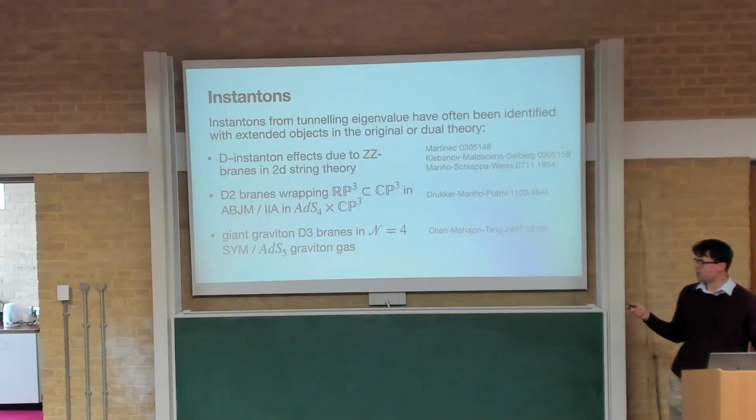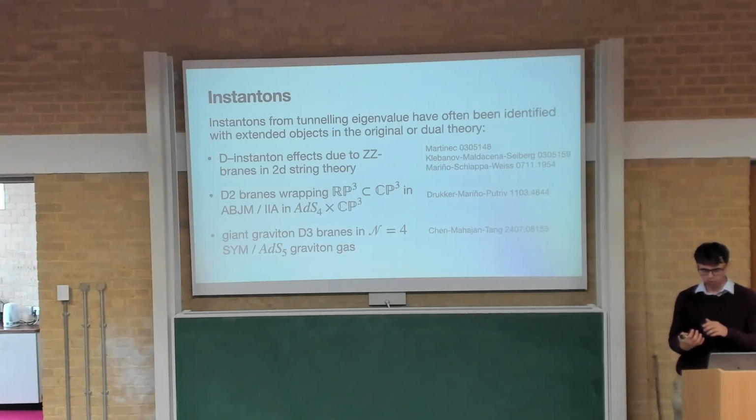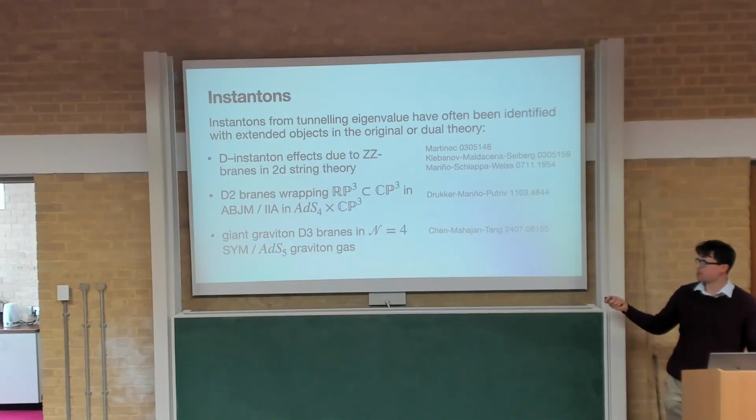But it's been known in other contexts that the instantons which come from eigenvalue tunneling can correspond to actual topological objects in field theories or wrapped D3 branes in holography. And they're the remnants of the dimensional reduction to the matrix model. So this was first identified by relating matrix models to their 2D string theory, non-critical string theory duals.